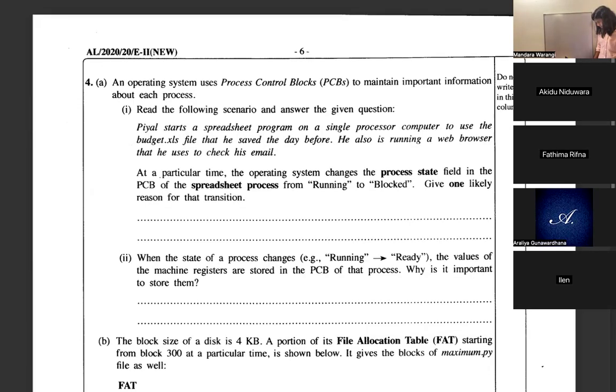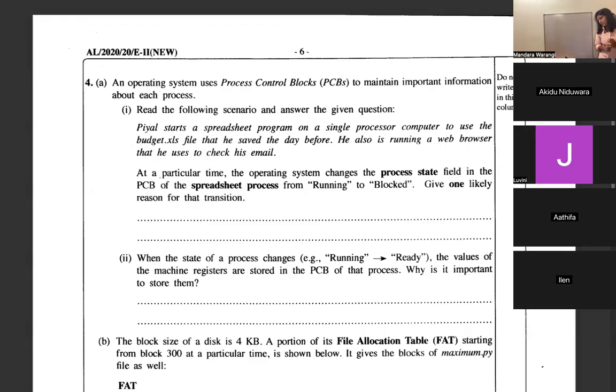The next question is on operating systems. An operating system uses a process control block to maintain important information about each process. So the operating system uses those process control blocks to store information about each process happening in the operating system.